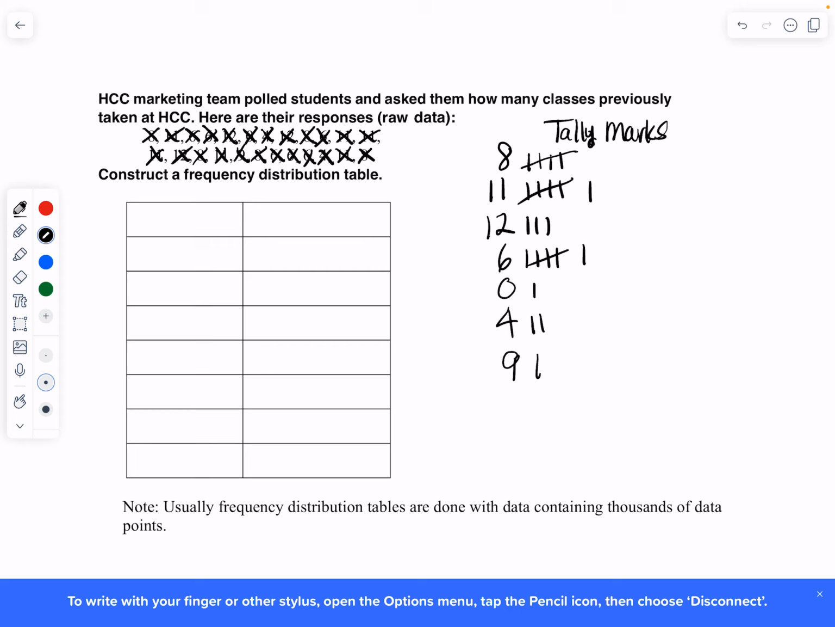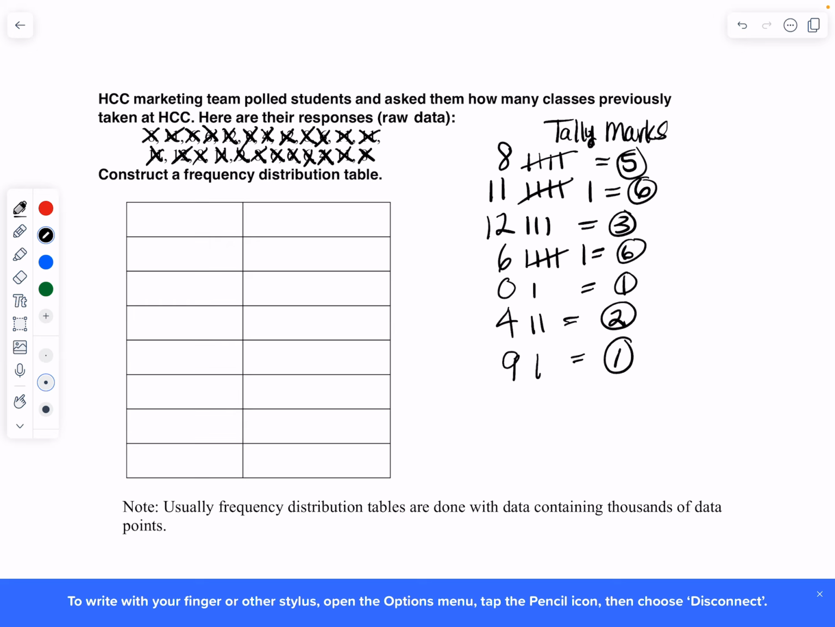So what I'm going to do is I did tally marks, and I can write out how many times they occur. So 8 happened 5 times. 11 happened 6 times. 12 happened 3 times. 6 happened 6 times. 0 happened 1 time. 4 happened twice. And 9 happened once.